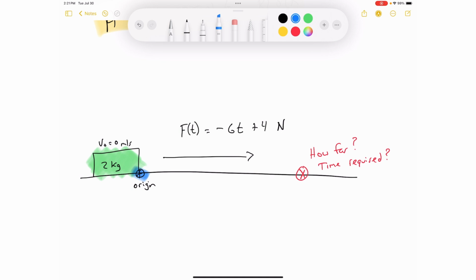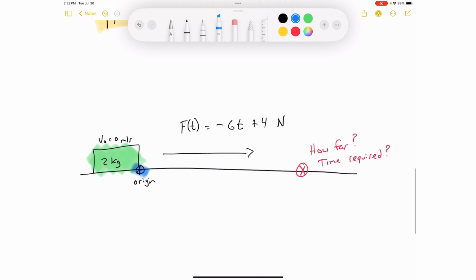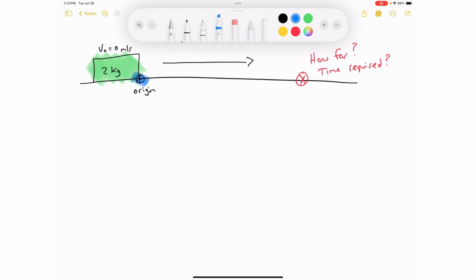Great, that's cool, but what I really want to know is how far did it go, and the time required. How far means how far in x, so I need some position. We'll call r the position as a function of time. If I plugged in 3, for example, it would pop out, I don't know, like 100 meters or something.